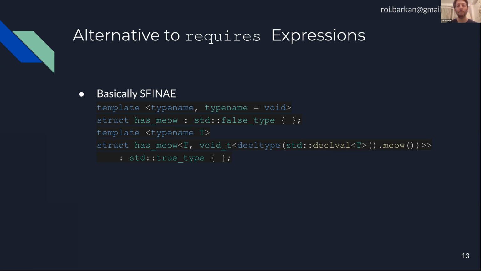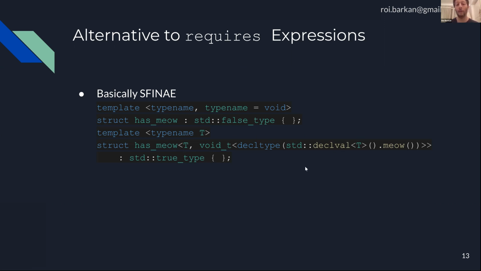And here's an example of defining this Boolean trait called has_meow, which will be true if type T has a method called meow that accepts zero arguments. I won't go over the magic of void_t. It was added to the language in C++17, but you could write it yourself even before that. But it was a way to do something similar to a requires expression even before C++20. Okay, so I want to create a concept of meow.